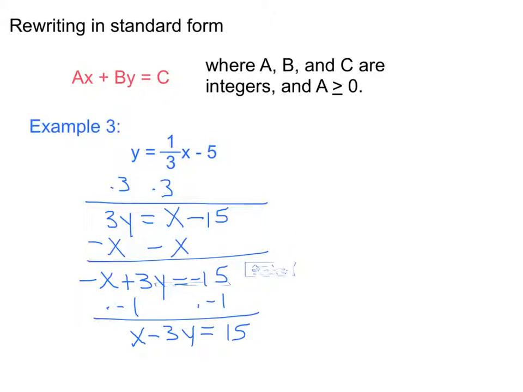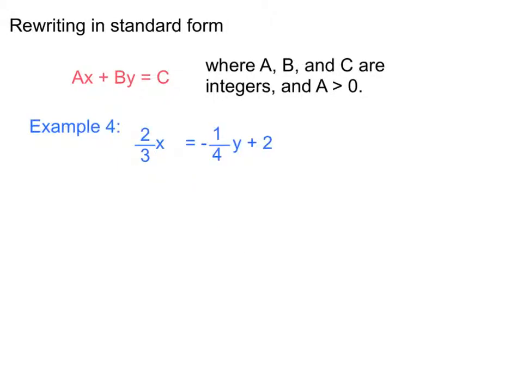Let's do another example involving some more fractions. For this example, we have a couple different fractions here, and I don't mind the obnoxious space here. I just didn't want to fix it. So we've got 2/3 x equals negative 1/4 y plus 2, and again, we're trying to put it in standard form. So we need the x and y terms on the same side, so we want it on the left side. So we can get rid of the fraction first, or we can move stuff first. This time I'm going to move stuff first. So I'm going to add 1/4 y to both sides. And then that gives me 2/3 x plus 1/4 y is equal to 2.